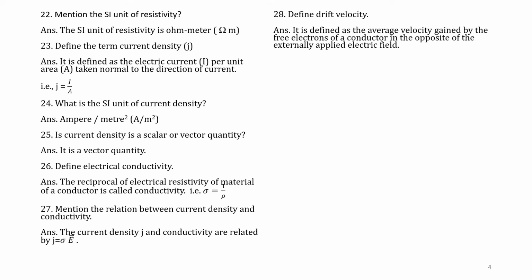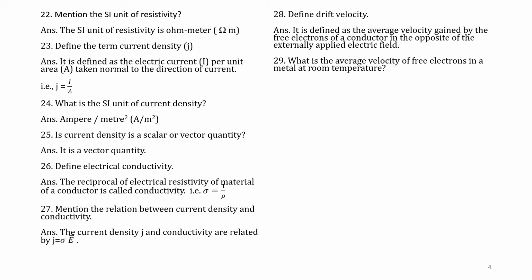Question number 28. Define drift velocity. Answer. It is defined as the average velocity gained by the free electrons of a conductor in the opposite direction of the external applied field. That is, in the absence of an electric field the electrons move randomly, and when an electric field is applied externally, they drift in the opposite direction.